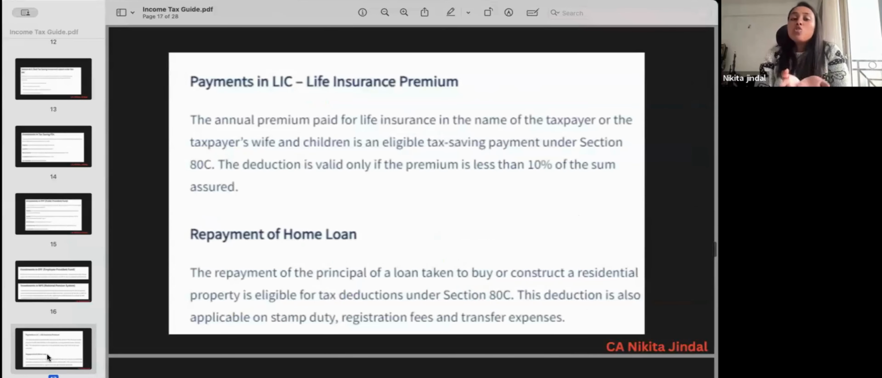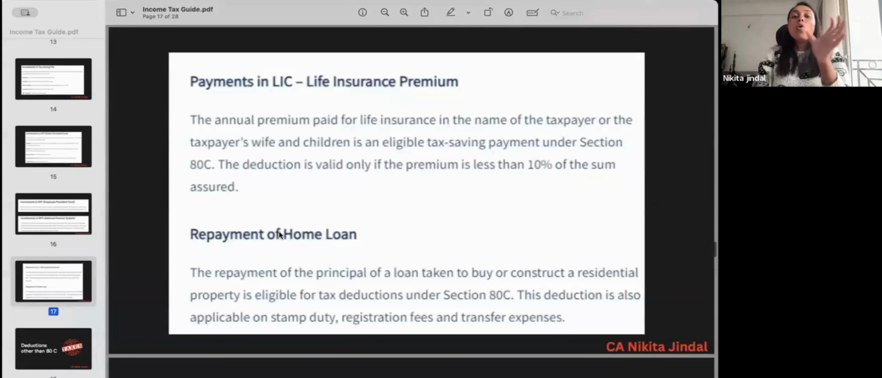So the most common is the life insurance premium. Under 80C, whatever good insurance premium according to your need, you can consider this, and you can invest in a good life insurance policy and claim deduction under section 80C. And the other one is the repayment of home loan. So basically, if you have taken a home loan, whatever principal amount you are paying as repayment, you can claim deduction under section 80C up to rupees 1,50,000 for this repayment of home loan. So these are some common 80C deductions, I would say.